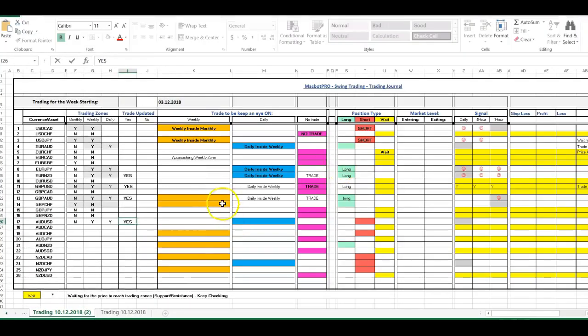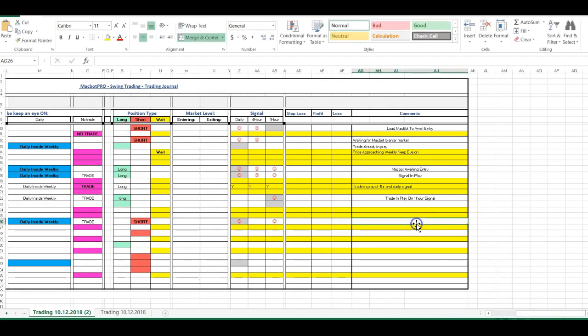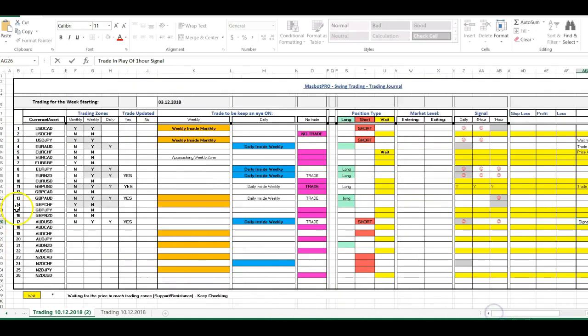Okay, so we'll just fill this in. We had a daily inside weekly trade, yes. It was a short signal, was a daily, and a 1 hour, and this will all be filled in later. Okay. Trade in play of 1 hour signal. Simple. Next, then move on to the next asset.